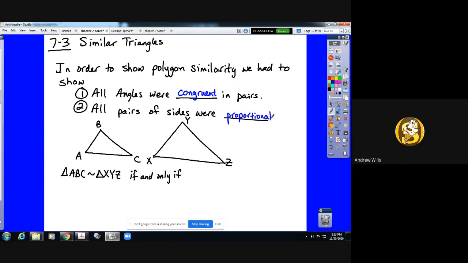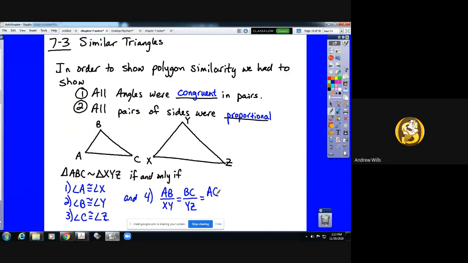Now, triangles, those are polygons, which means that in theory, ABC is similar to XYZ if and only if angle A is congruent to angle X, angle B is congruent to angle Y, angle C is congruent to angle Z, and the proportion AB is to XY as BC is to YZ as AC is to XZ is true.